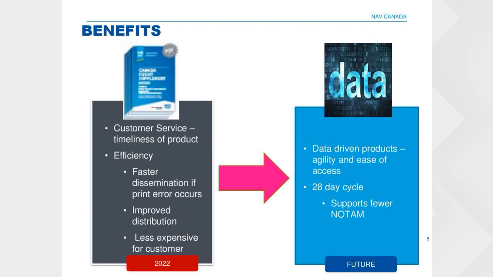And then where it will get us to eventually, tying back to that AIM modernization, is data-driven products. So there's agility and ease of access, and hopefully this will get us to a 28-day cycle where changes will happen much quicker within the publications, supporting fewer NOTAMs.